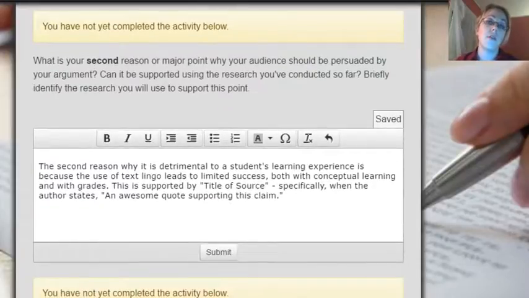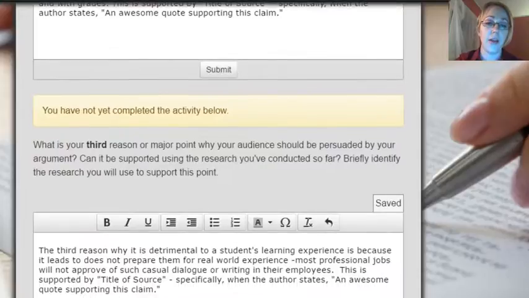So again, we do this for the next 2, so we have a total of 3 major points. My second major point to help support my argument is: the second reason why it's detrimental to a student's learning experience is because the use of text lingo leads to limited success both with conceptual learning and with grades. And then again, I include the information on the source and also maybe a specific piece of evidence.